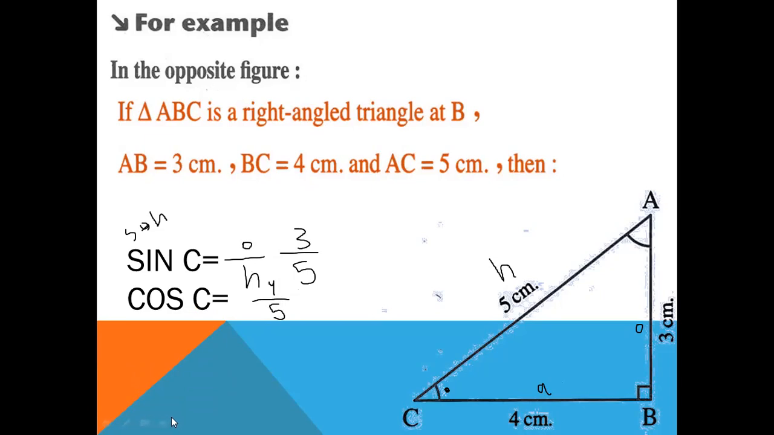Okay, the next one. Tan, tan means 2. 2 means opposite and adjacent. Opposite 3 and adjacent equals 4. Then sine is opposite over hypotenuse, cosine is adjacent over hypotenuse, tan is opposite over adjacent.